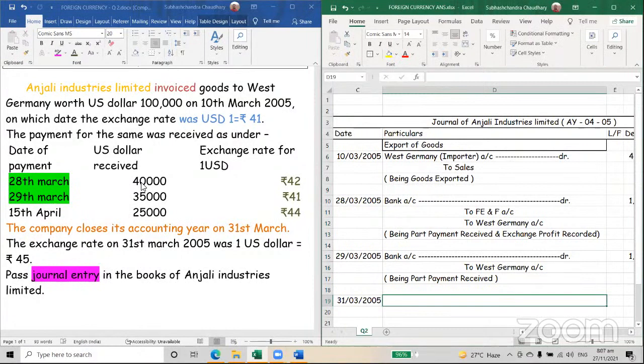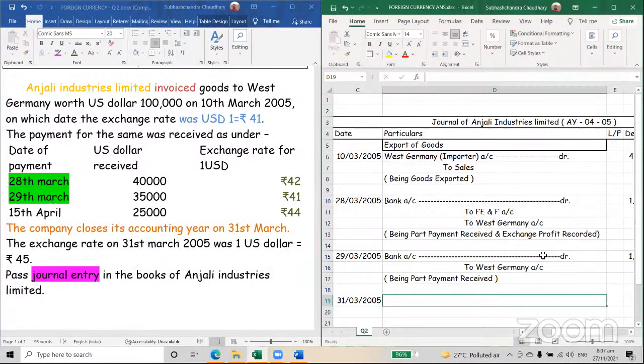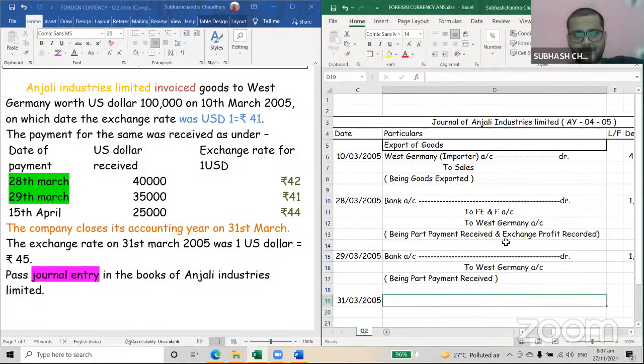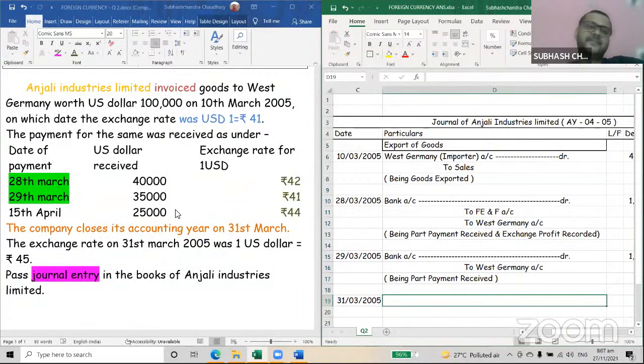Yes, sir. The fluctuation on the $75,000 is already recorded as exchange difference. See, here recorded, here recorded. Whenever required, it's recorded. But the 15th April installment, which is going to be in the next year, is not recorded right now. Our year ends on the 31st March 2005. So for the remaining balance, if there is any fluctuation, we have to increase or decrease our debtor accordingly.